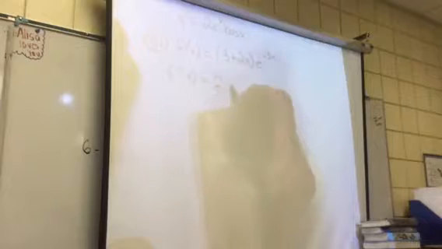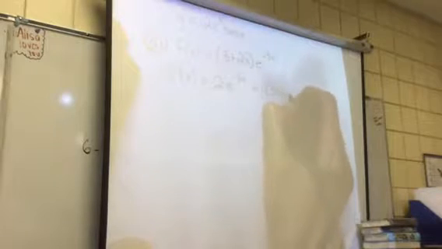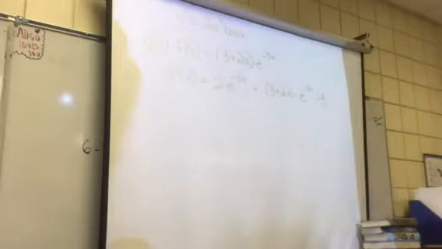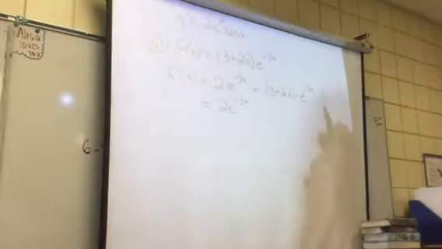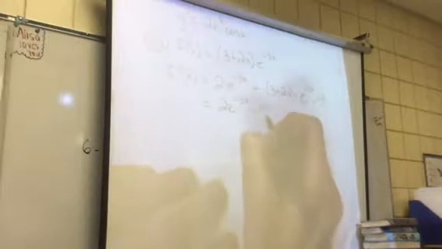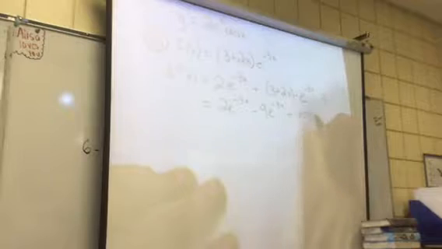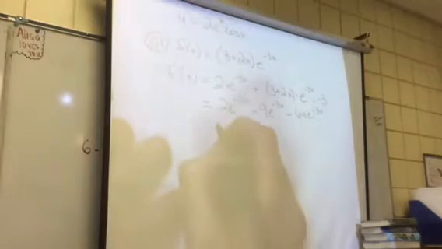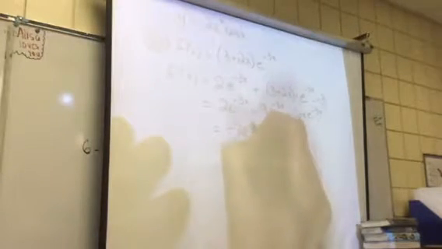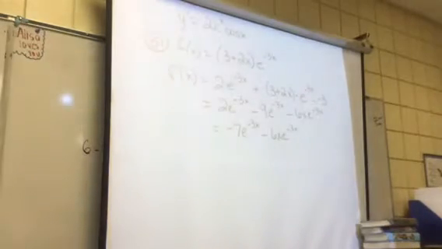is just 2 times e to the negative 3x plus 3 plus 2x times e to the negative 3x times negative 3. Correct. Okay, so let's see if we can simplify this any at all. Would that give us negative 9e to the negative 3x minus 6x e to the negative 3x. Is that right? Okay. So now we do have some like terms. So I can simplify that and get negative 7 e to the negative 3x minus 6x e to the negative 3x.